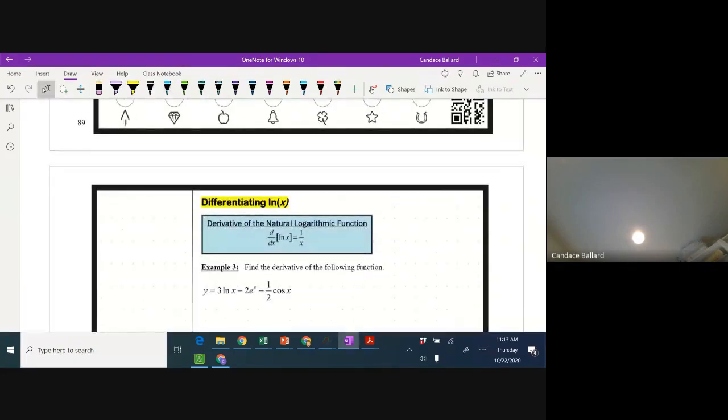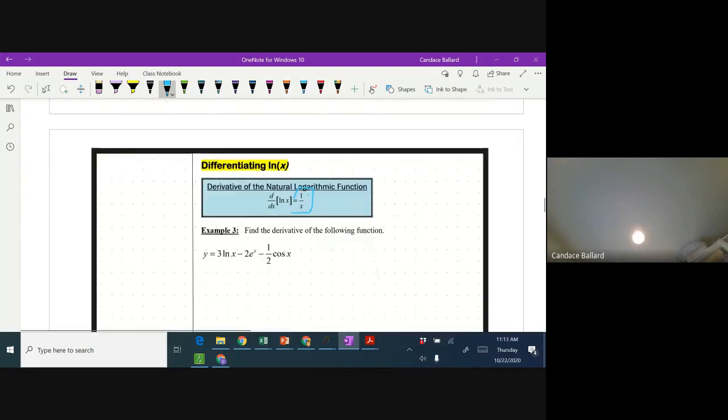So we've got another one, the natural log of x. The derivative of the natural log of x is 1 over x. And again, you have to memorize that. We see this one all the time. AP loves this one. So we have to make sure we can do it. So I would highlight or box it, whatever you're doing to annotate your notes. Now let's take a look at example 3 here.